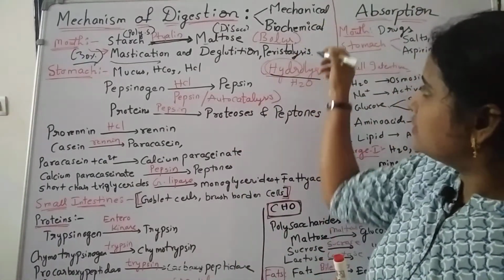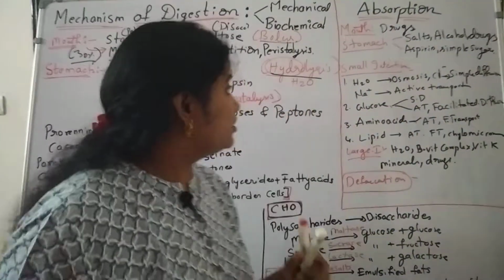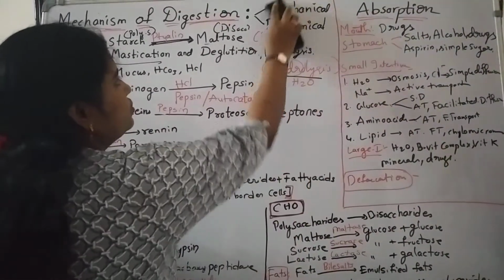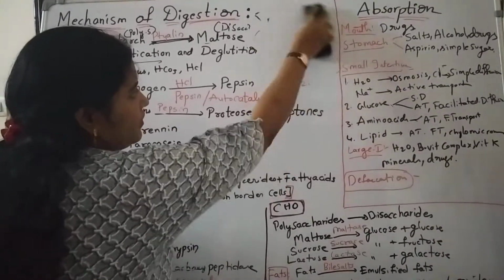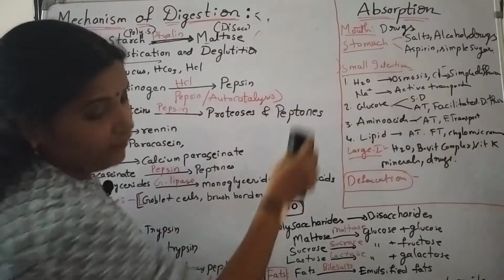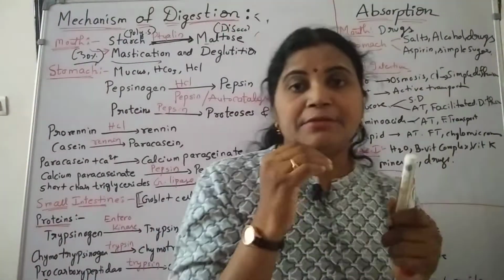So this bolus is going to enter into the stomach. Through which part is it going to enter? It is going to enter through, see here, the esophagus. So what are the parts present in between?